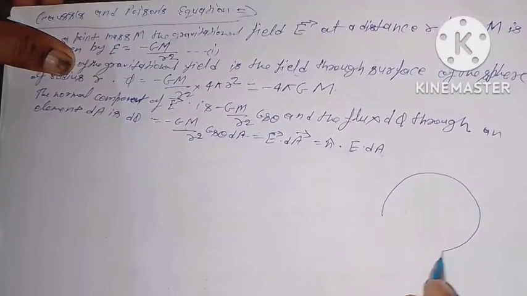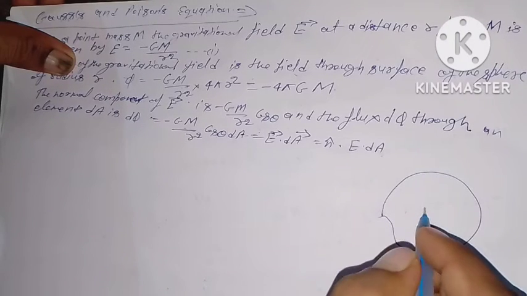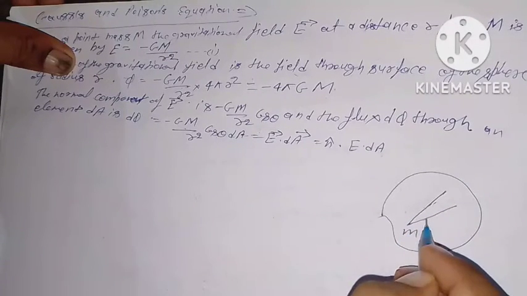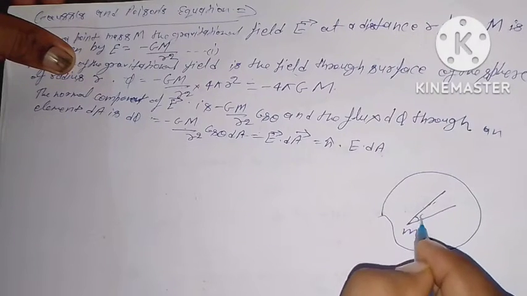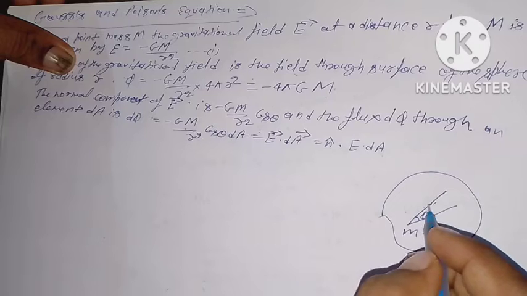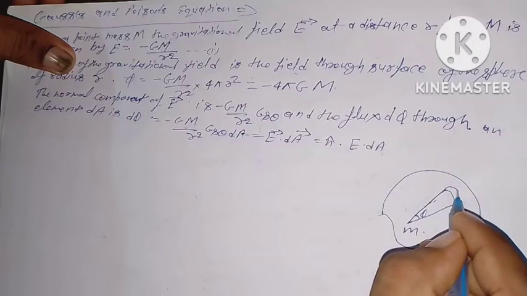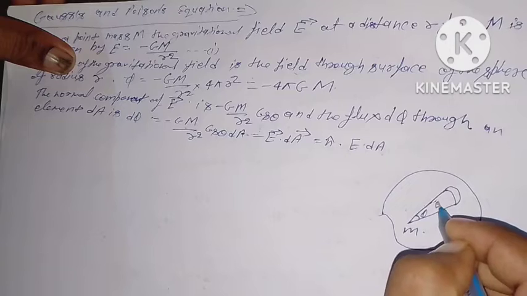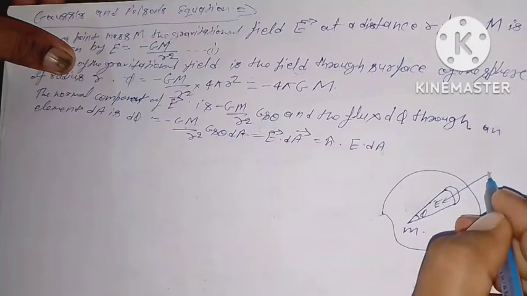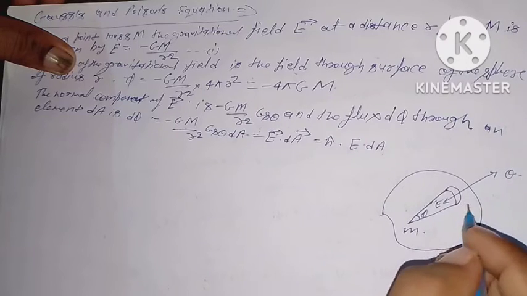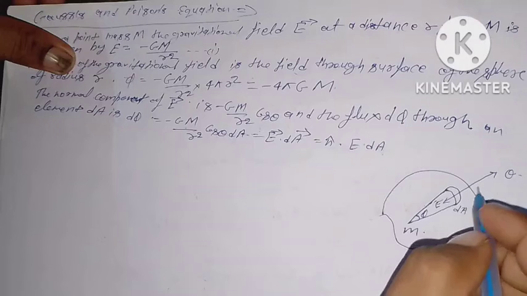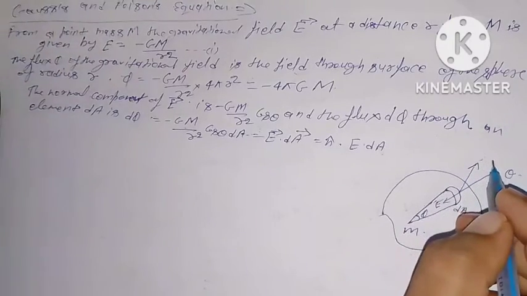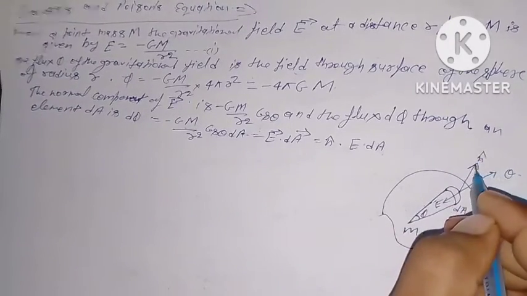This is a body, with M, phi, E, theta, dA, unit vector R and unit vector N.